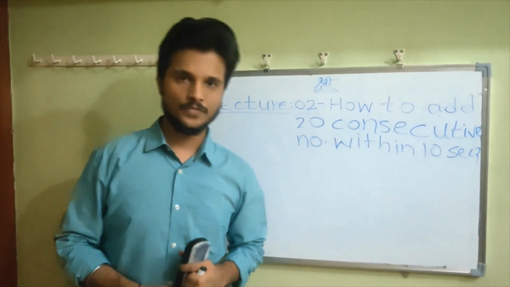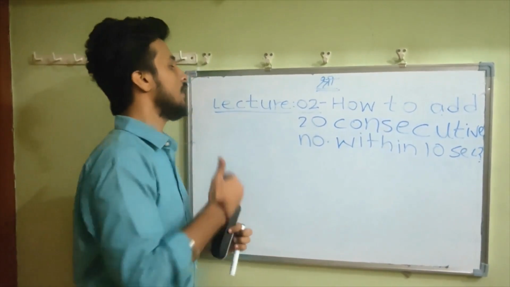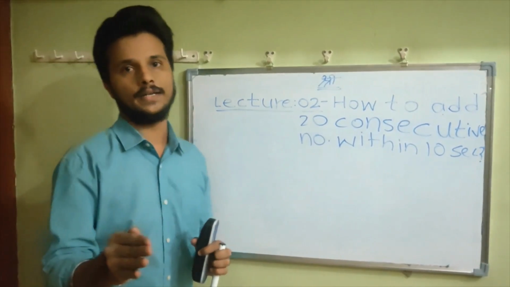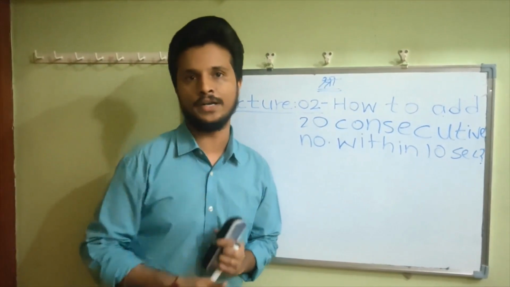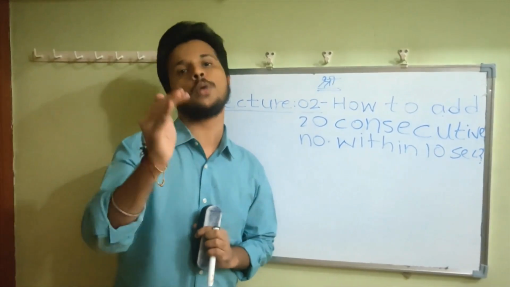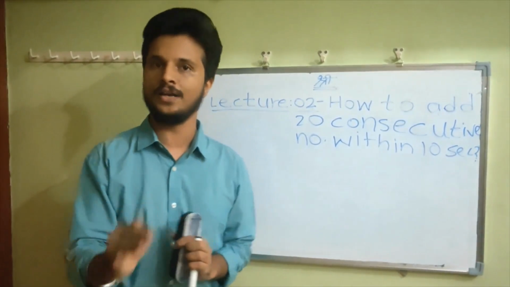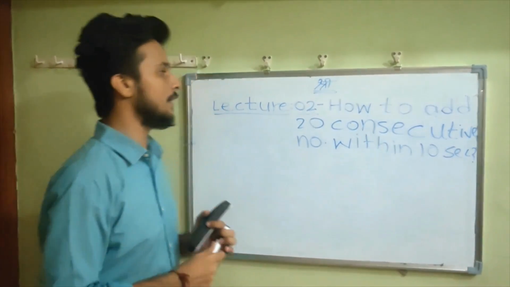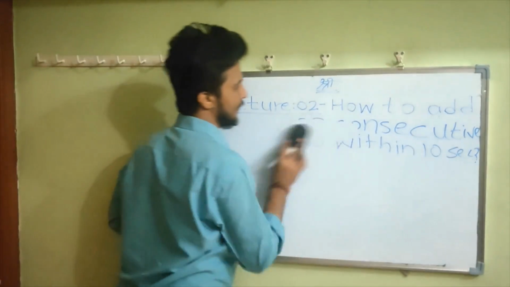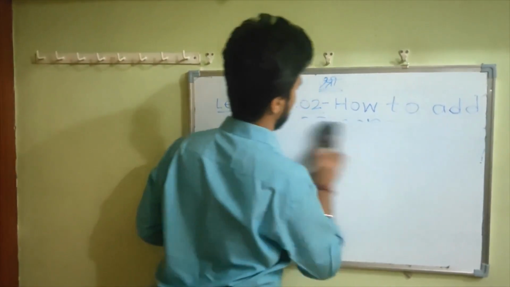So, let's say we want to add the numbers from 1 to 20. How much time will it take? On a calculator also, it will take 25 to 30 seconds because you have to type each and every number there. So let's say we want to calculate the numbers from 1 to 20. How will we do that?